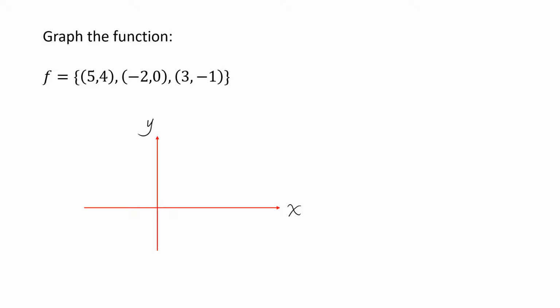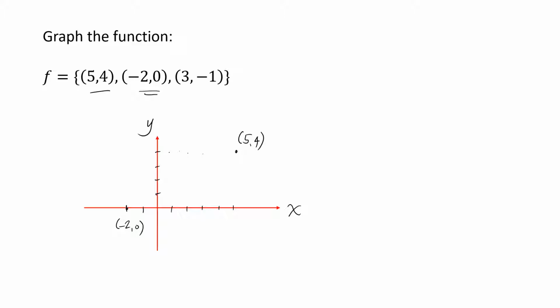x and y. The first pair is (5, 4): on the positive x-axis, 5 units, and on the positive y-axis, 4 units. So more or less, this is the location of the point (5, 4). The second pair is (-2, 0): 2 units to the left on the negative x-axis, and your ordinate is 0. So that is the point (-2, 0).